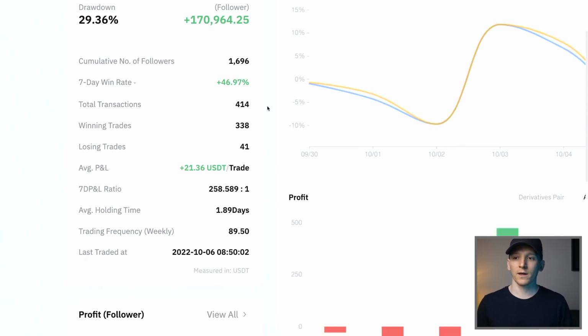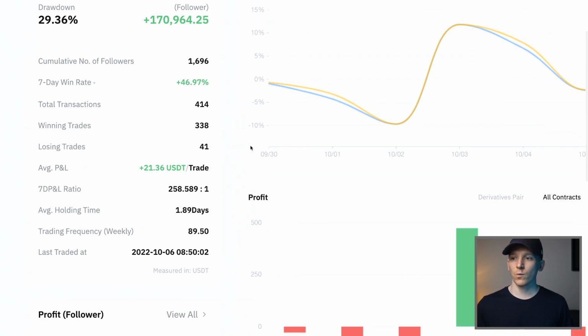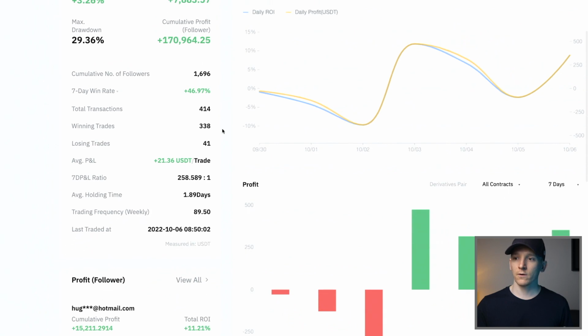What you really want to be looking at is the win rate. So the winning trades is 338, losing trades 41. That's a very, very good win rate. So, whatever their strategy is, it seems to be pretty decent over the time that they've done this.